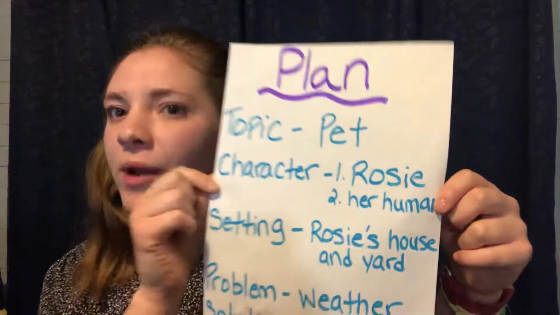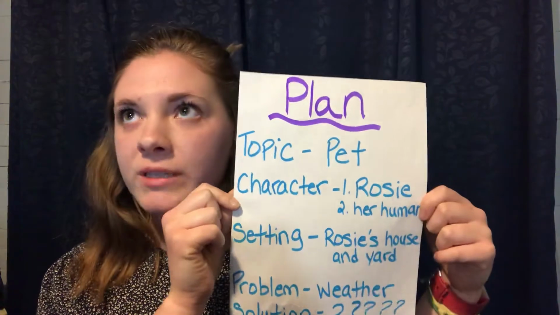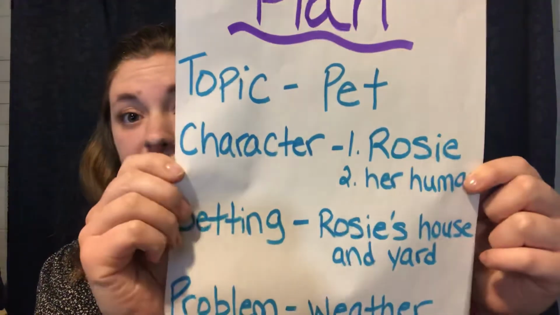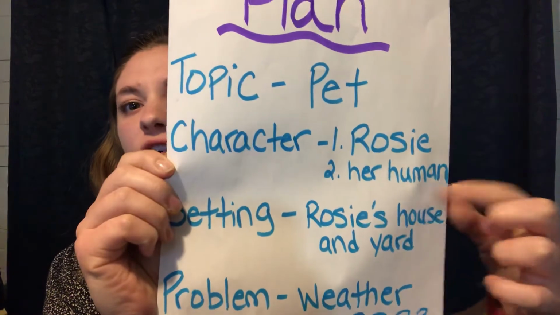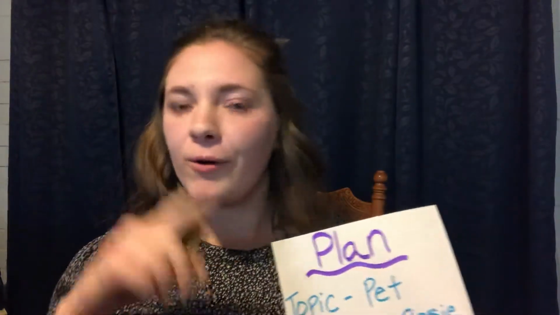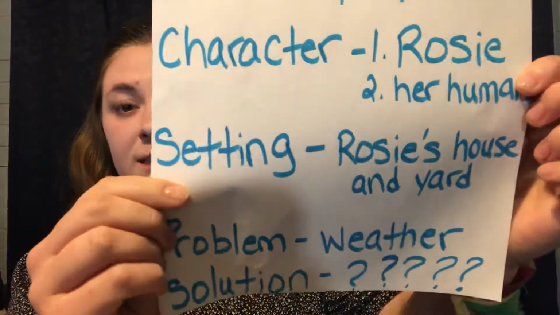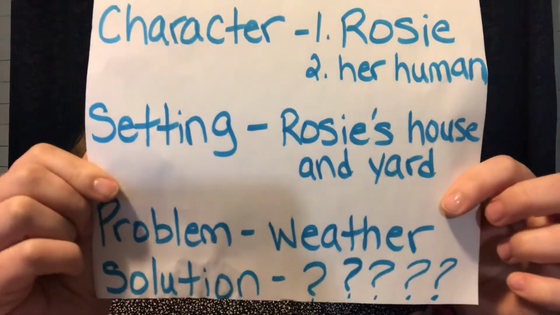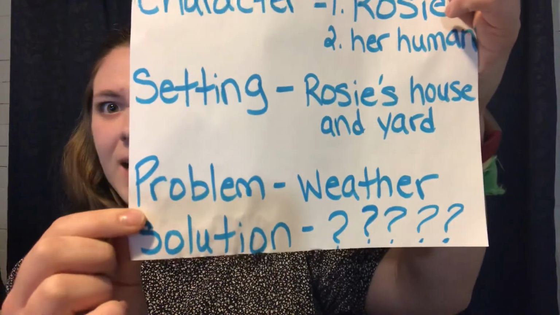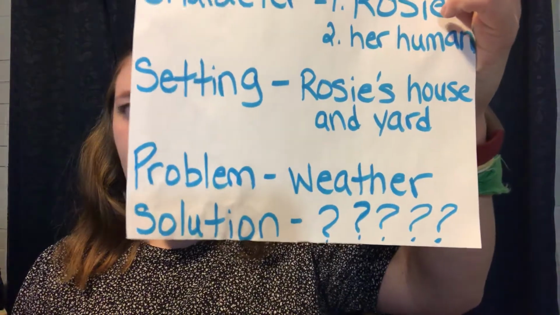My topic, I'm going to write about my pet. I really like my dog Rosie. She's my favorite. So characters in this story are Rosie and her human. Her human could be me or one of my other family members too. You as the reader get to decide that. So the setting is in Rosie's house and in her yard. The problem that she has, I decided she was going to have a problem with the weather. And then the solution, you'll find out in the story that I read. Okay, so see, my plan was really simple, easy. It just helped me get my ideas down before I write. So now I can go and write an awesome, really cool, creative story.